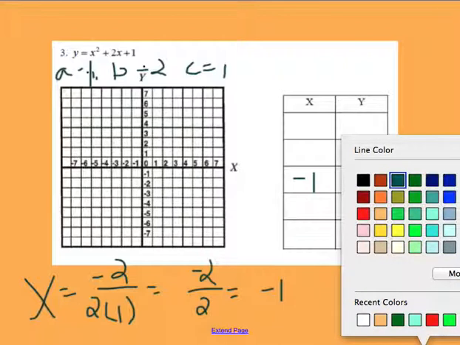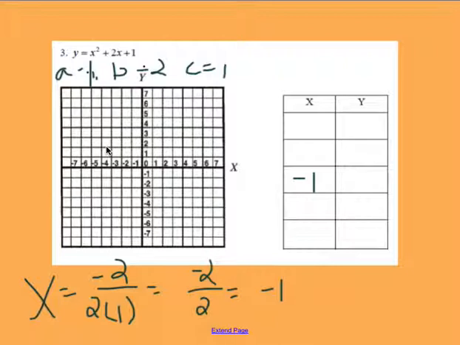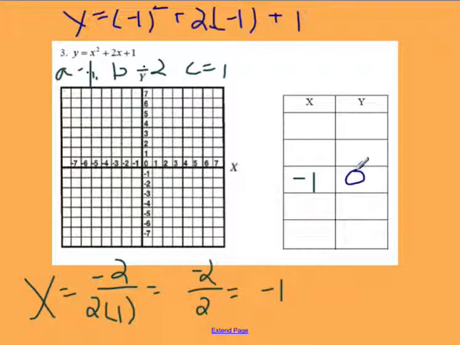Now I need to plug in negative 1 for x. So I have y is equal to negative 1 squared plus 2 times negative 1 plus 1. Now I'm going to plug that into my calculator exactly: negative 1 squared plus 2 times negative 1 plus 1. And that gives me 0. So my vertex is at negative 1, 0. I'm just going to plot that point.